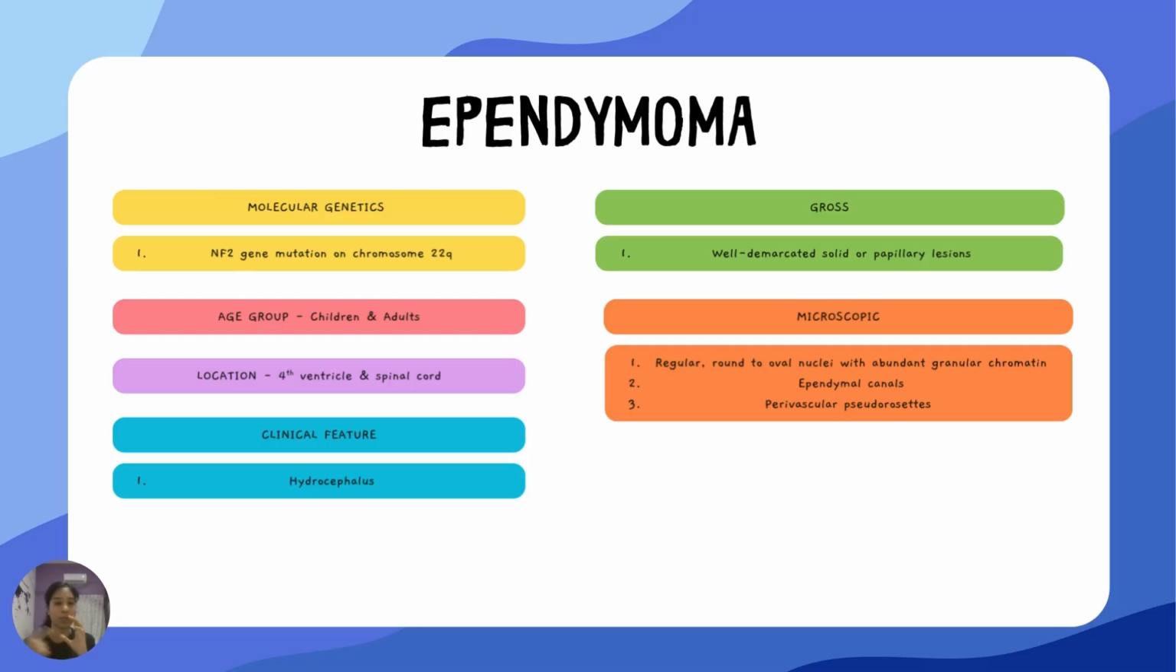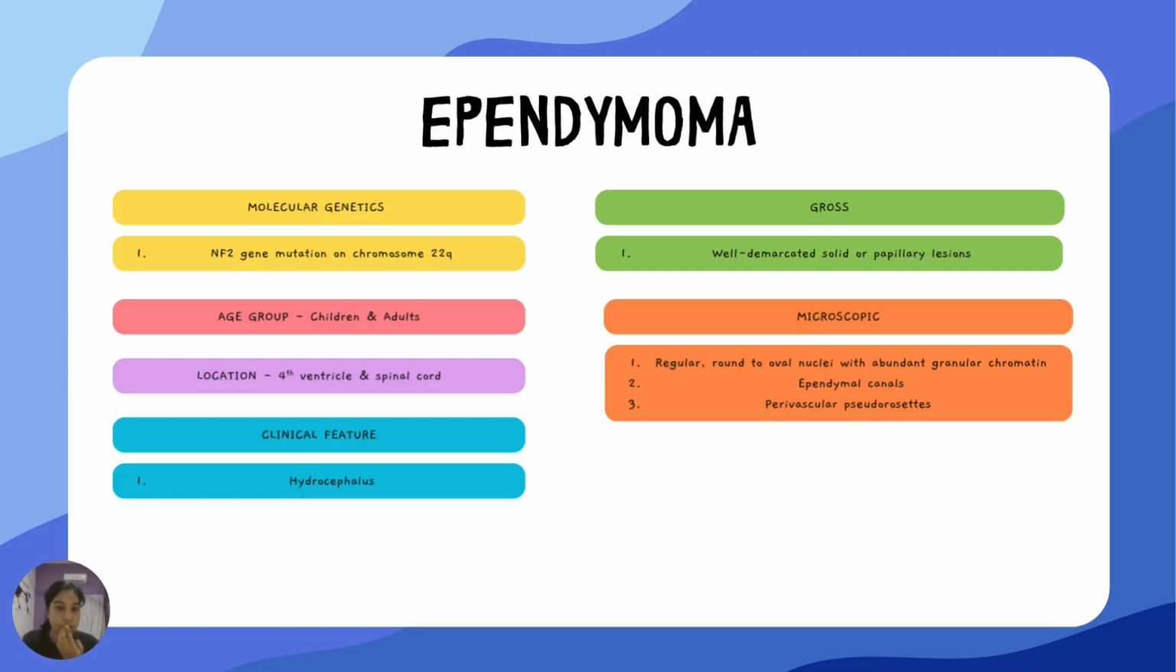As for the microscopic, it's going to be regular cells with round to oval nuclei and abundant granular chromatin, which means your nucleus is going to be dark. And you will have the ependymal canals. So the tumor cells are arranged in circular or tubular arrangements around a true empty canal. So you have an empty canal surrounded by a circular tubular arrangement of tumor cells, that is ependymal canals.